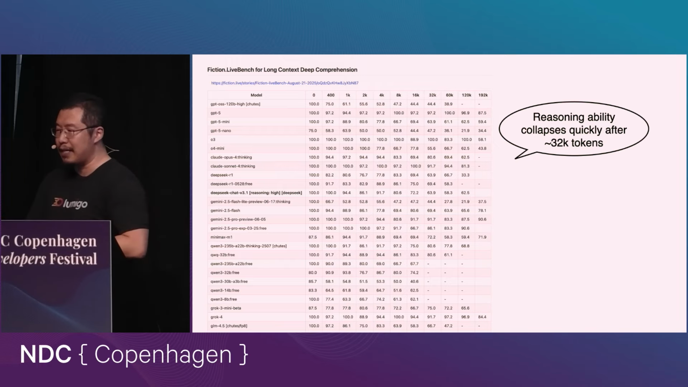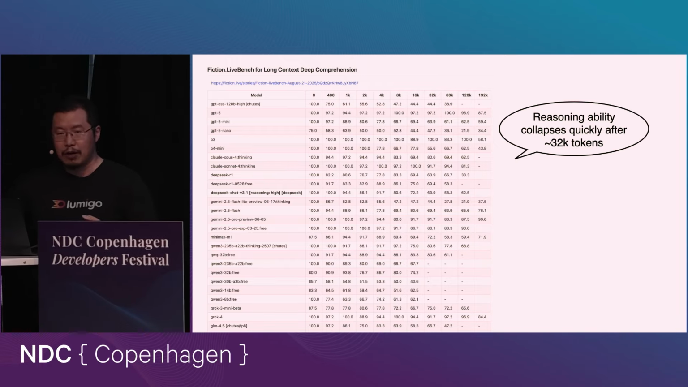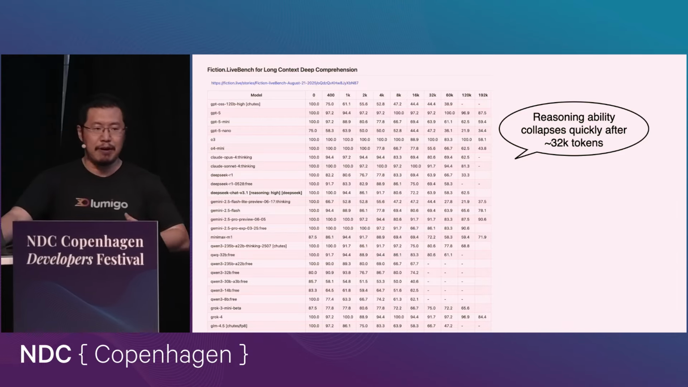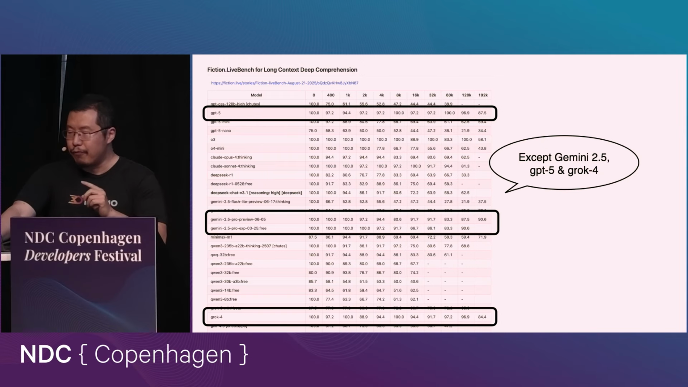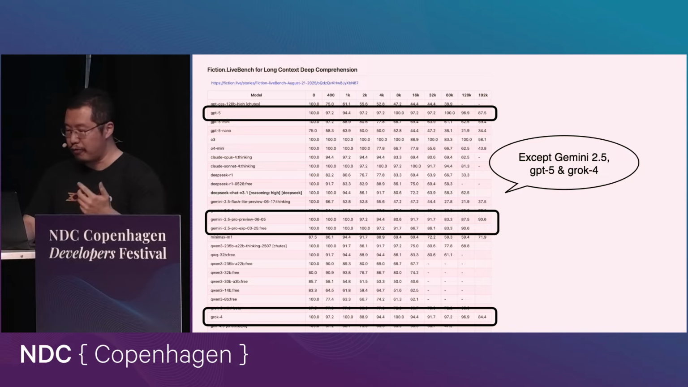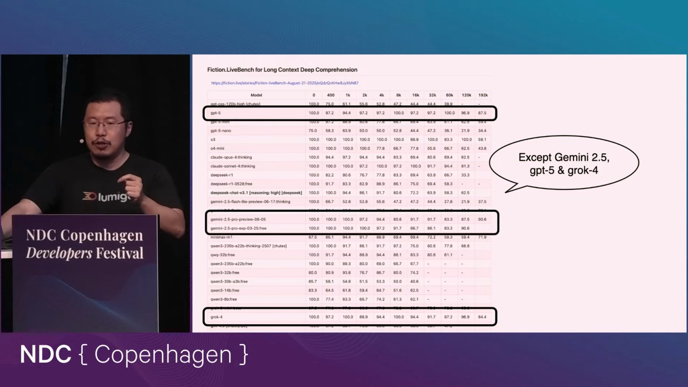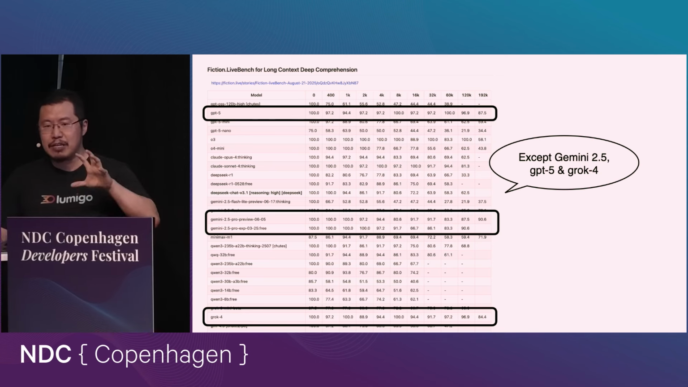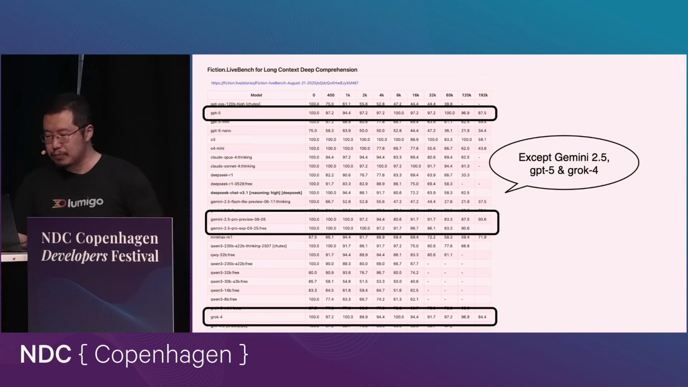Even though some of these models can handle 1 million token context window, they can't actually reason with the data once it hits about 32,000. Except for a few models, mostly the more recent ones like Gemini 2.5, GPT-5, and Grok 4. Up until some of the more recent models, the other models pretty much can't handle large context windows, even if they allow you to use them.